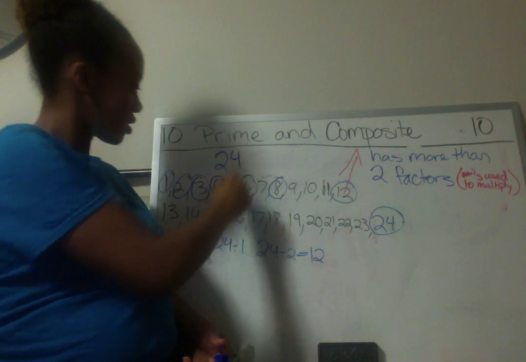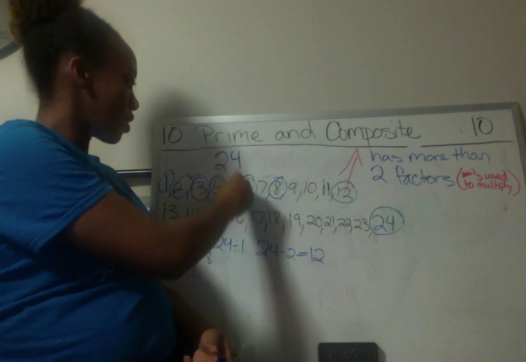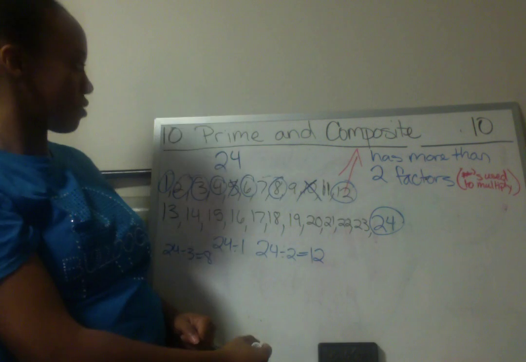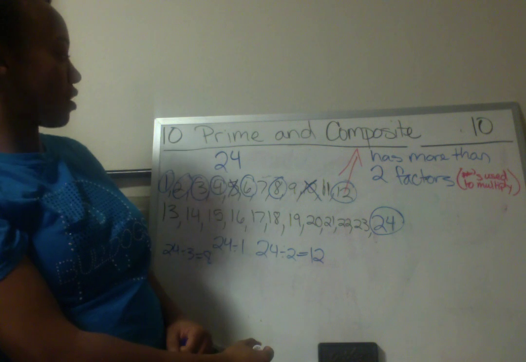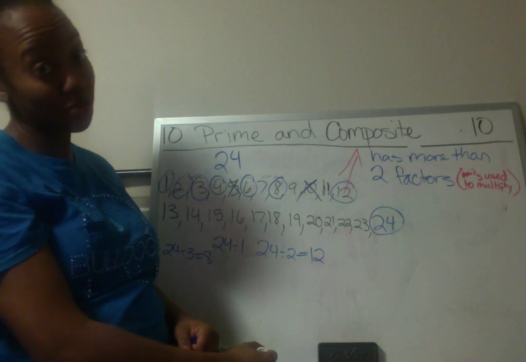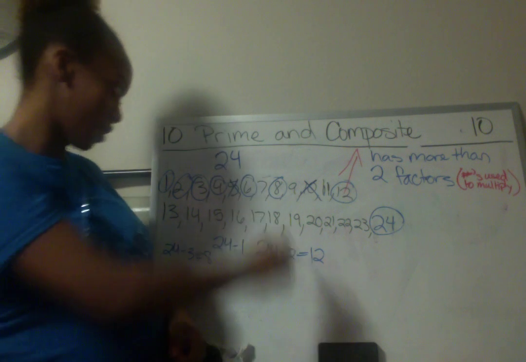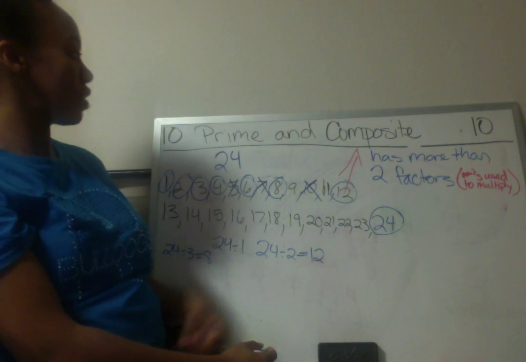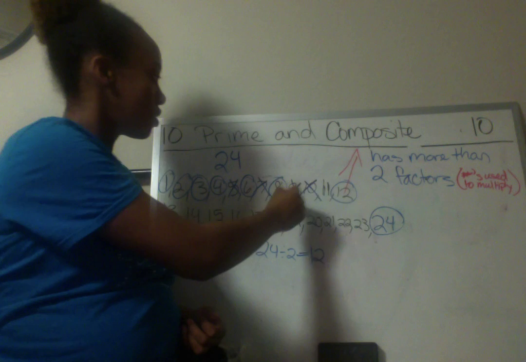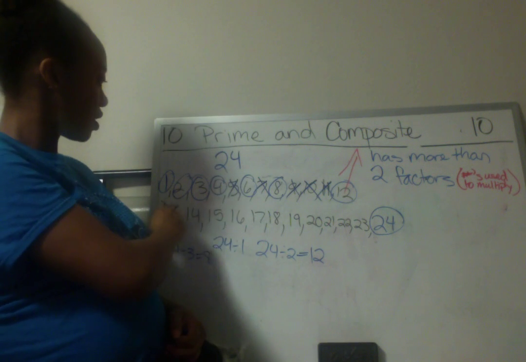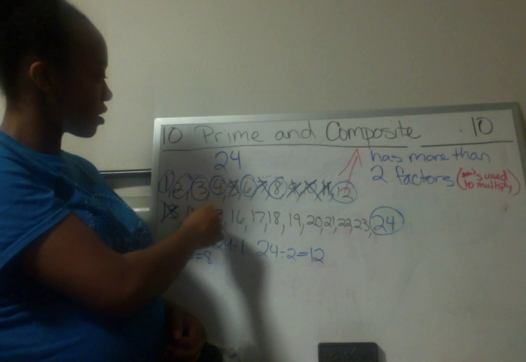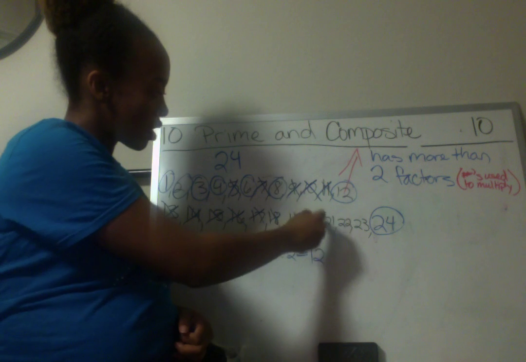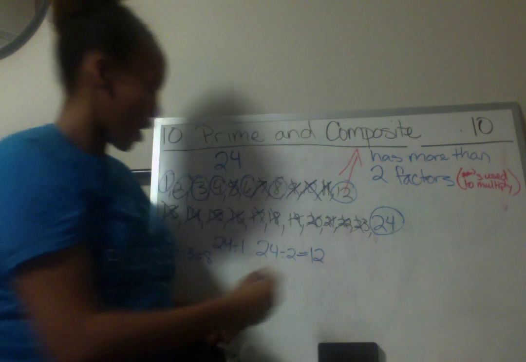4 times 6 is 24. 5 won't work because it does not end in a 5 or a 0. That means 10 will not work. 24 divided by 7. 7 times 4 is 28. 7 times 3 is 21. And the 3's already used. Gone. 24 divided by 9. 11, 13, 14, 15. 24 divided by 16, not a basic fact. None of the rest are part of our basic facts.